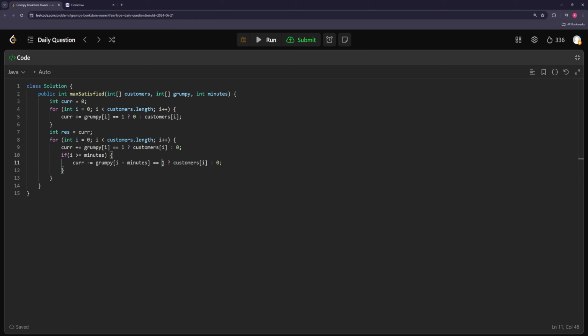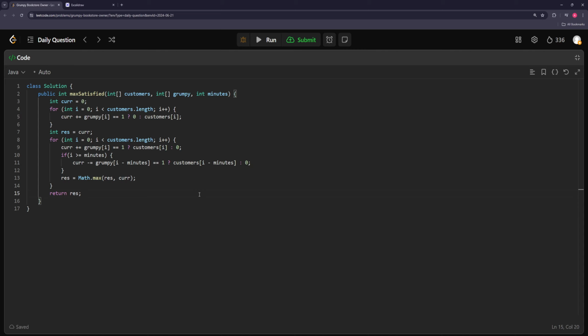If they were grumpy, then we're going to be deleting that value, because that was in our window and now it's not. So now they will be grumpy again. And if they weren't grumpy, then we don't care because all those values stay the same. And after every single one of these, we just maximize the result. And that's it. So pretty easy sliding window.